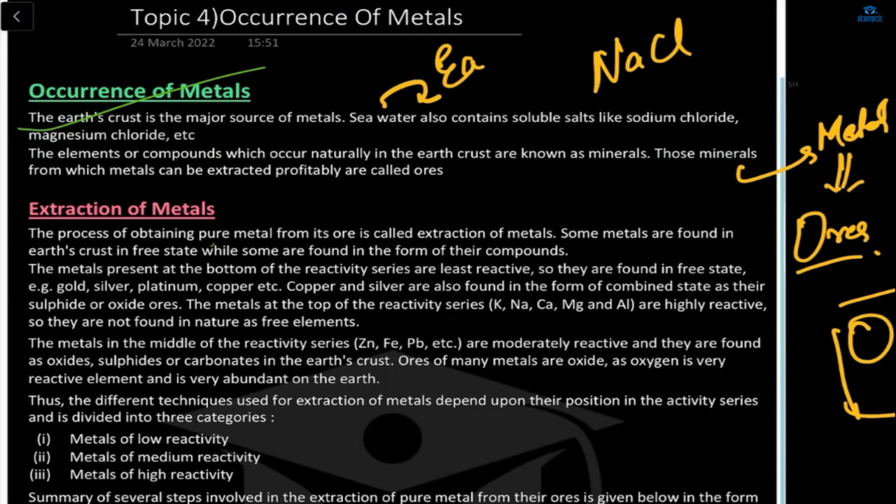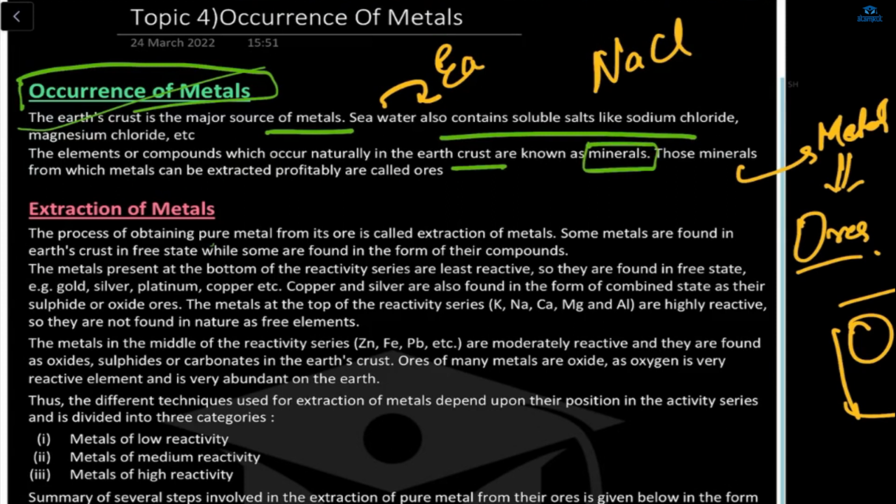Yes, that is compounds. So what is the occurrence of metals? The Earth's crust is a major source of metals, which consist of lots of metals, and seawater consists of sodium chloride and magnesium chloride. Elements or compounds which occur naturally in the Earth's crust are known as minerals, and the minerals from which metal can be extracted are called ores.